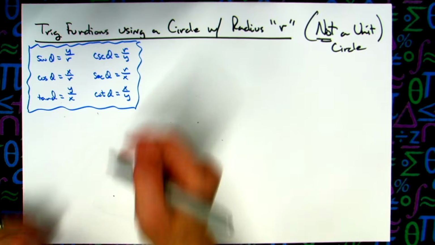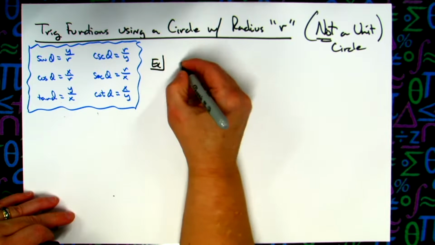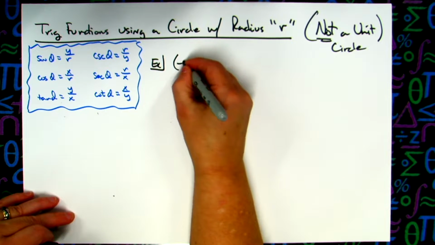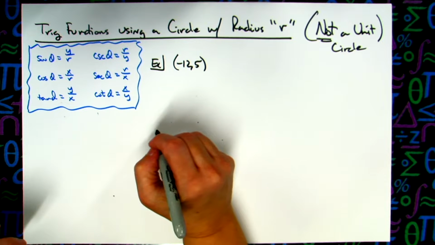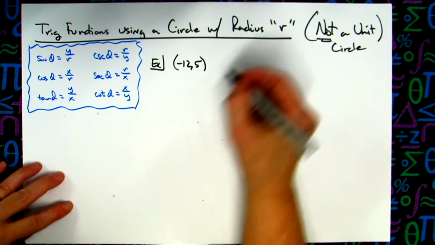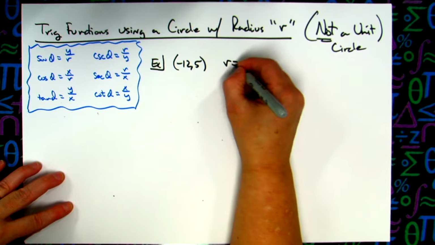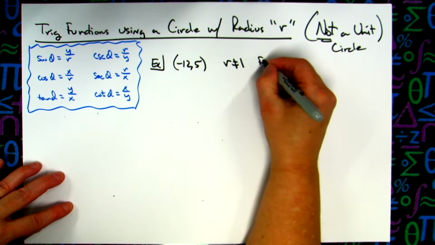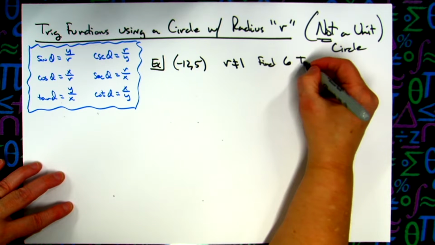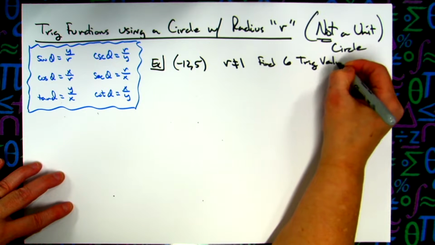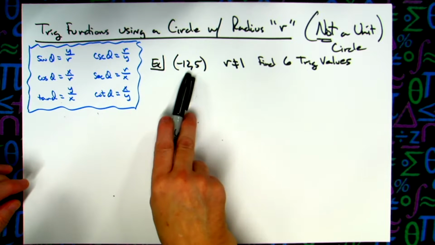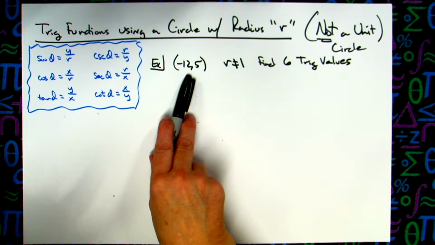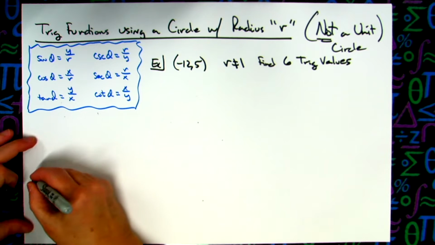So in a question where they say, here's a point, negative 12, 5, on a circle with a radius other than 1, in other words, r does not equal 1, find the 6 trig values. They are a little more wordy in your directions, but we know what we mean there. We're trying to find all 6 trig values. So this is a point on a circle, but the radius is not 1. I'm going to attempt to draw that over here.